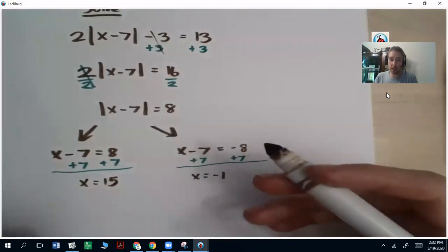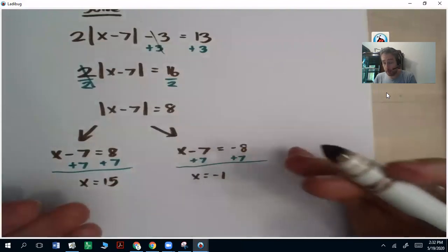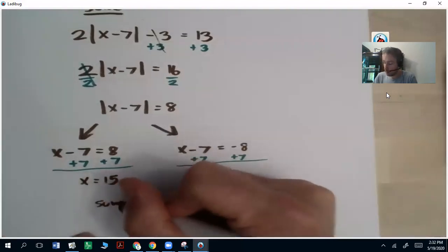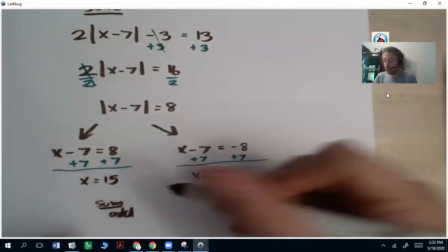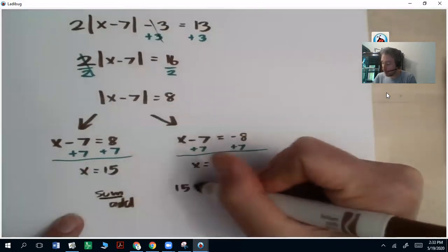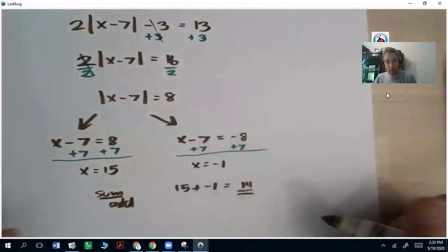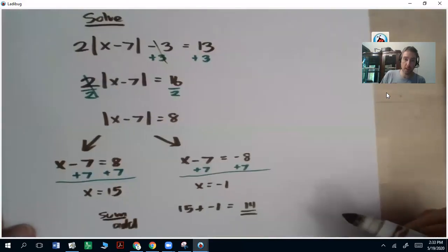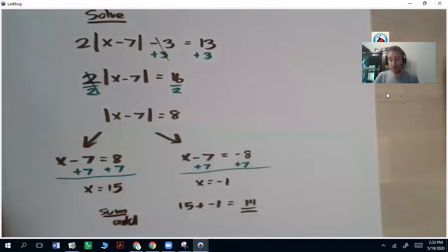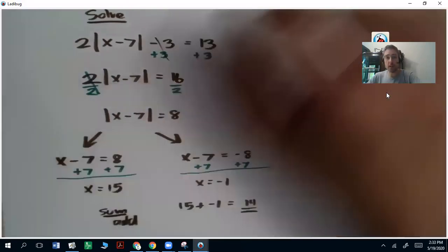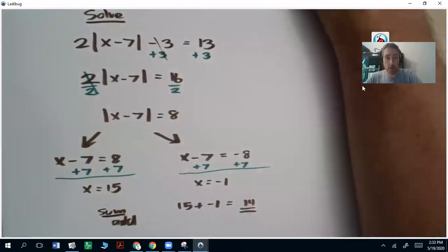If the question asks for the sum, you need to add. So in this case, the sum would be 15 plus -1, which would be 14. So the sum of those two answers is 14, but each individual answer is 15 and -1. We can also solve this using Desmos, so I'll show you how to do that as well.